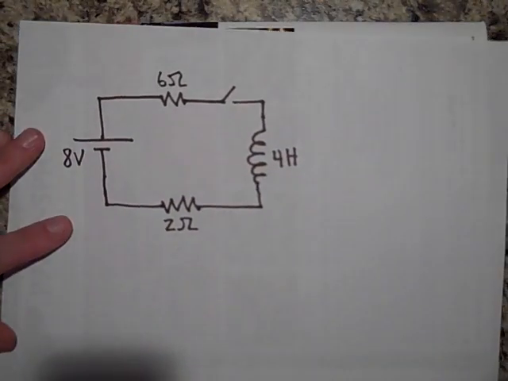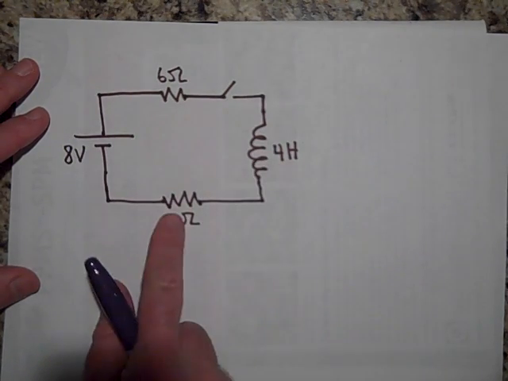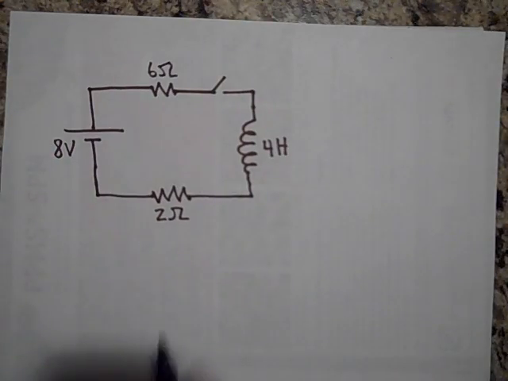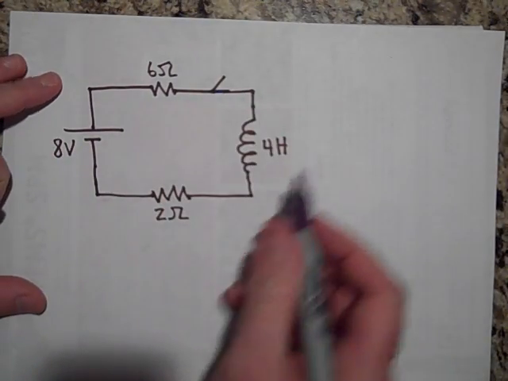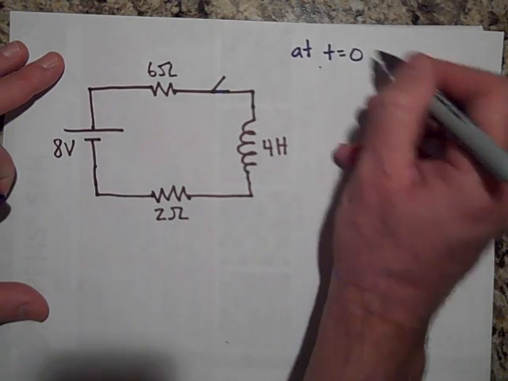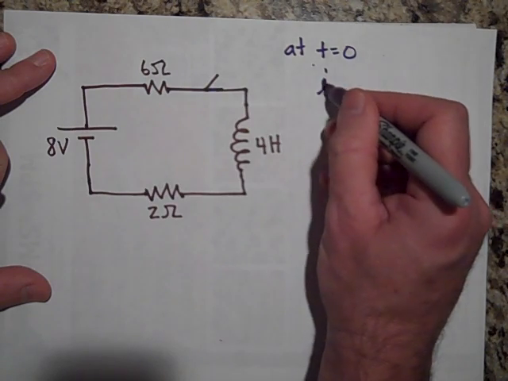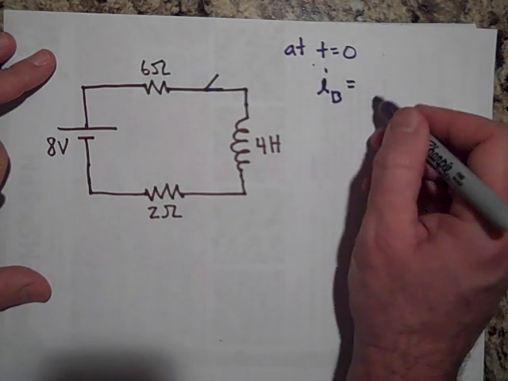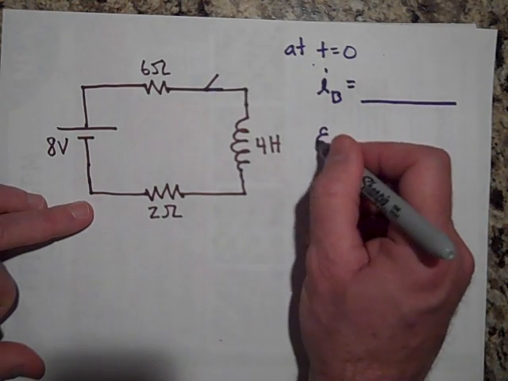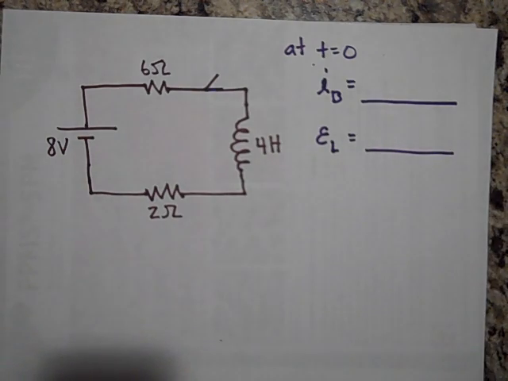With this one, here's 8 volts, 6 ohms, 4 Henrys, and another 2 ohms. These are all in series. At t equals 0, when I close this switch, can you tell me what the current in the battery is going to be at t equals 0? What will be the current in the battery? That's a lowercase i in the battery. And then what will be the EMF that's induced in the inductor? Okay, go ahead and pause.